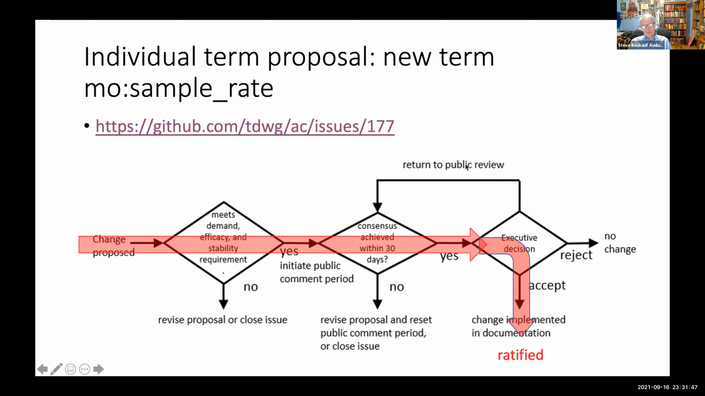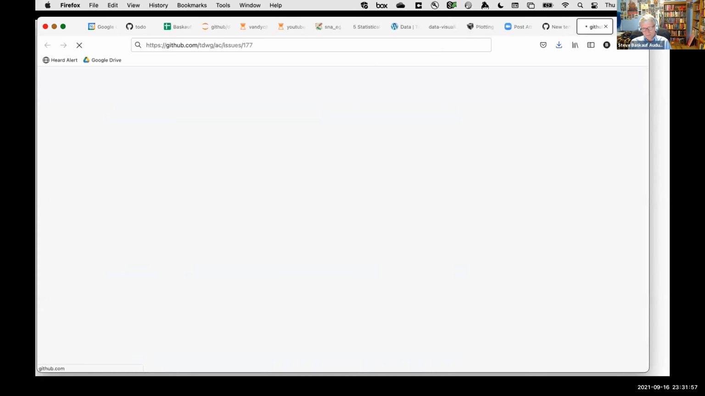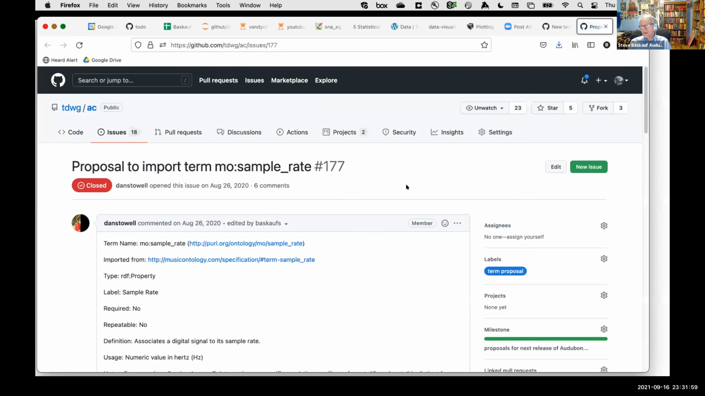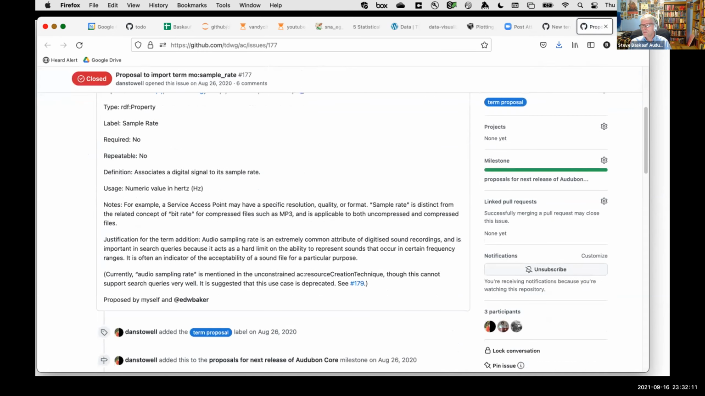Now, an example of a proposal that actually made it through the process. This is an example from Audubon Core. This was a proposal to import from a different vocabulary the term music ontology sample rate. And there were two sound metadata people who made the proposal.